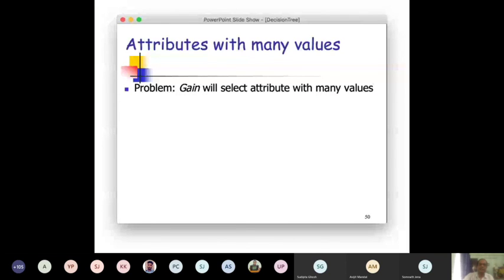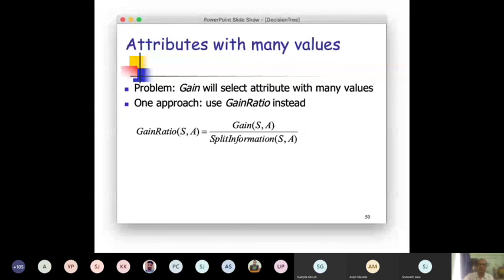So in that case, we use a strategy called gain ratio. Maybe today I will stop here, and I will take up this issue again tomorrow to elaborate further.